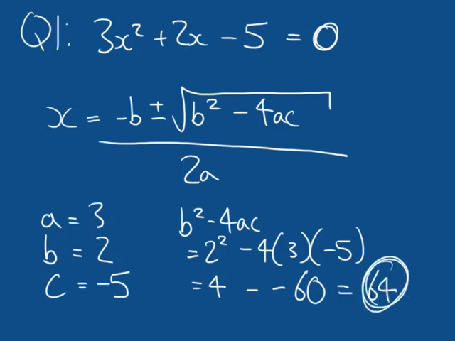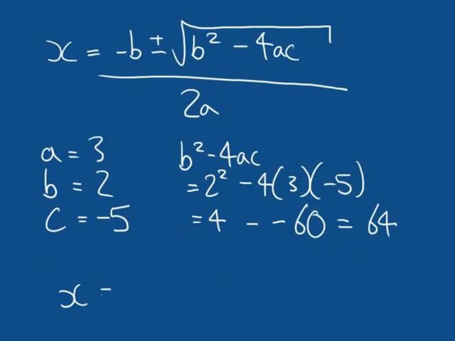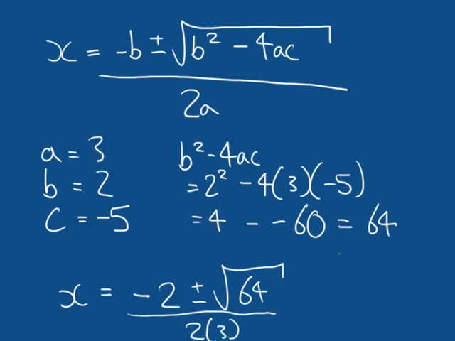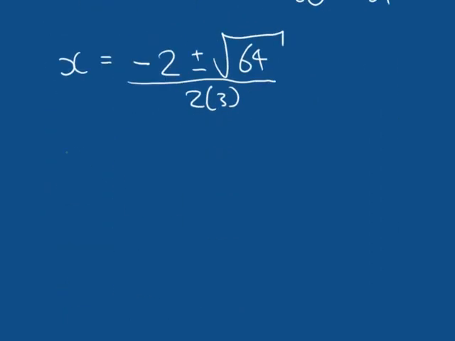So we have a positive value here. That means there are two solutions, and those two solutions are going to be x is equal to minus b, minus 2, plus or minus the root of 64, divided by 2 times a. So 2 times a is 2 times 3. So x is equal to minus 2 plus or minus the root of 64 is 8, so plus or minus 8, divided by 2 times 3 is 6.